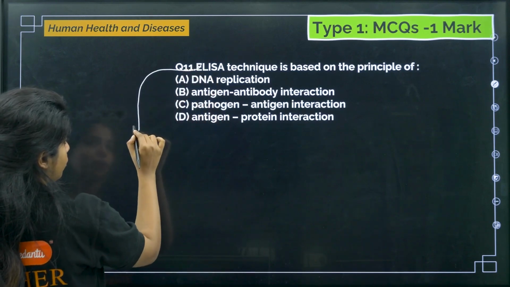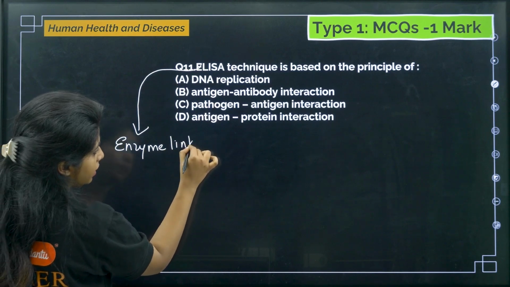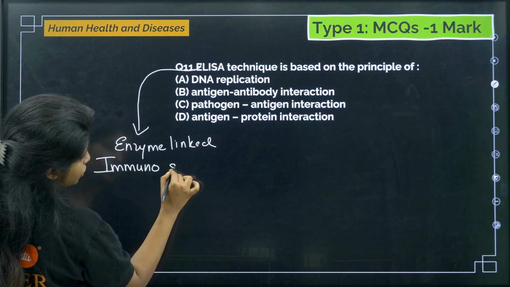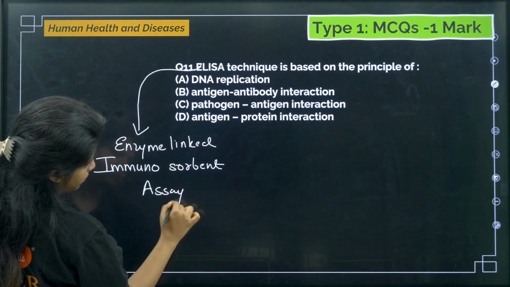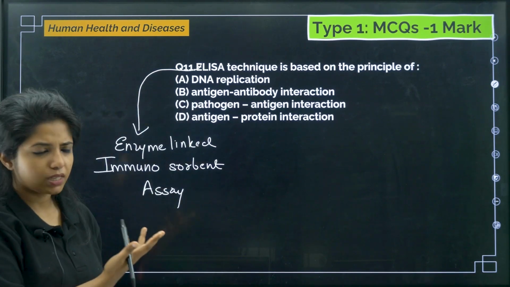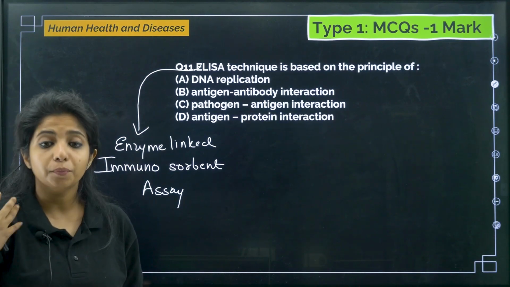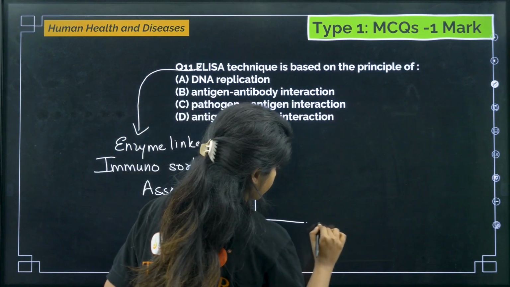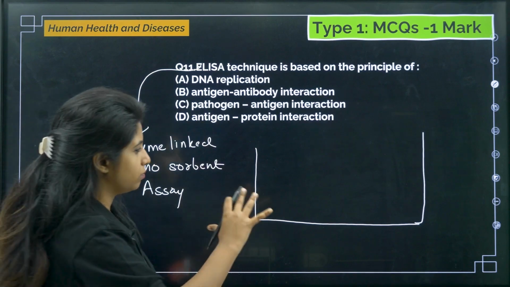ELISA is for enzyme-linked immunosorbent assay. Okay, I think you will be studying this in other chapters as well. But it has been coming over here, I just told you. So enzyme-linked immunosorbent assay is not something that you have to mug up. Understand with me. There are different types of ELISA. I'm talking about one type. There is a one box sort of thing.